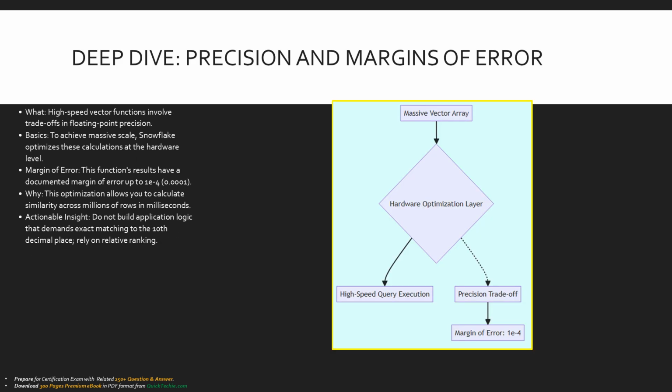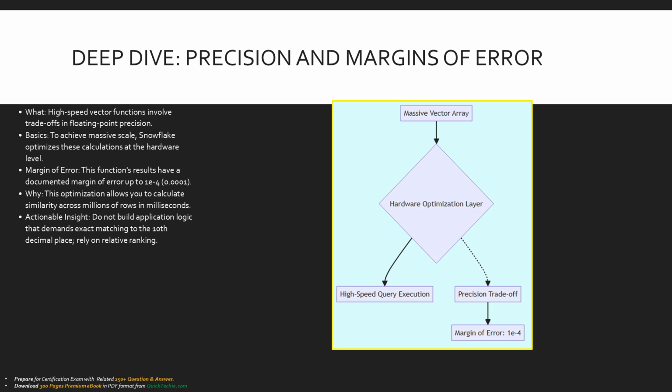As senior architects, we must understand the hardware realities of the tools we use. Vector similarity search involves massive amounts of floating point arithmetic. To perform these calculations across billions of dimensions in milliseconds, Snowflake optimizes the vector functions at the system level. However, this optimization can slightly reduce floating point precision. Specifically, the vector cosine similarity function's results have a documented margin of error up to 1 × 10 to the power of -4. This means the score might fluctuate slightly at the 4th decimal place.